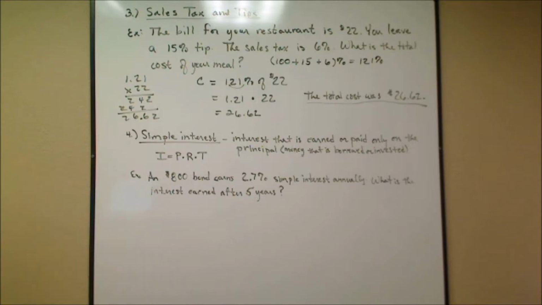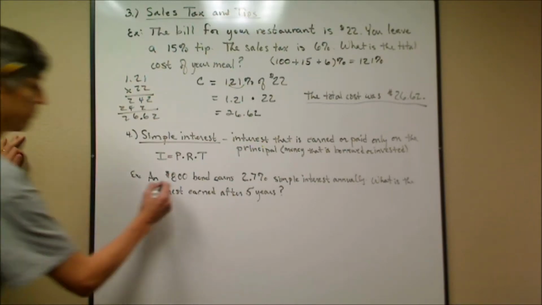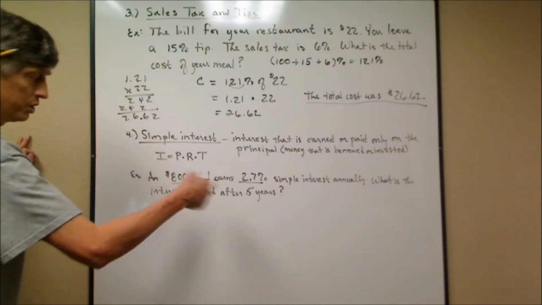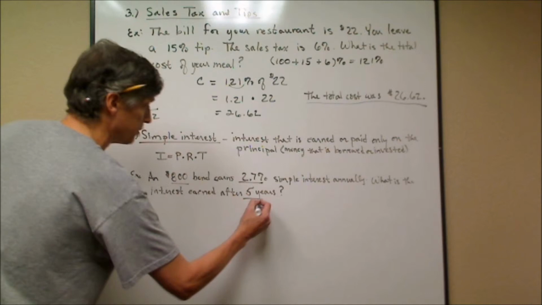So let's try an example. An $800 bond, okay, so this is a bond, this is more of an investment, right? Earns 2.7% simple interest annually each year. What is the interest earned after 5 years? This is my principal. This is my rate of interest here. I'm going to have to change that into just a decimal without the percent sign, and this is my time here.